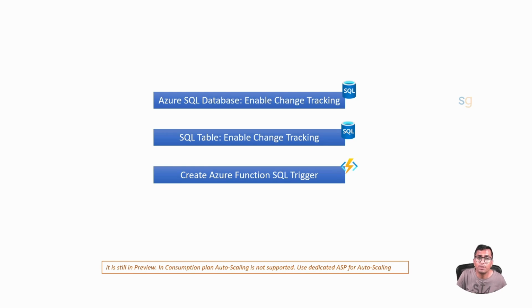Let's start now. To begin with, first we will create the Azure SQL database. Then we will enable the change tracking on the SQL database. After that, we will create an SQL table and we will enable the change tracking on the SQL table so it can generate the events when the new records are created or when an existing record is updated. After that, we will create an Azure Function SQL trigger which can respond to the events that are generated from the change tracking. Let's see this in the demo.